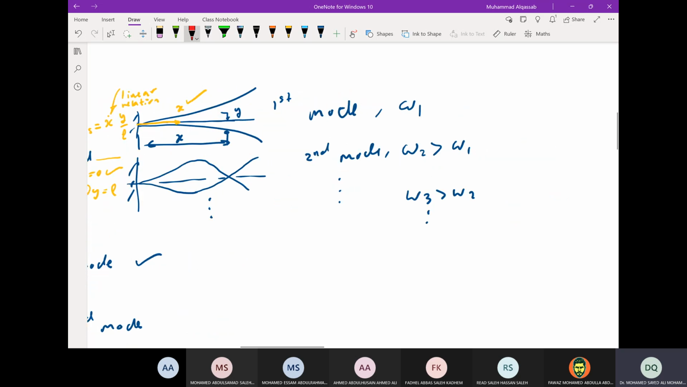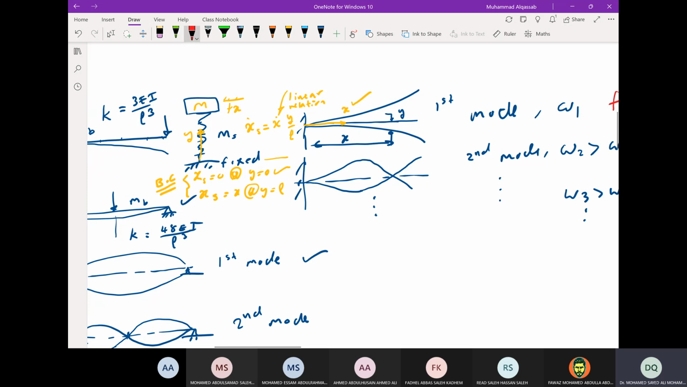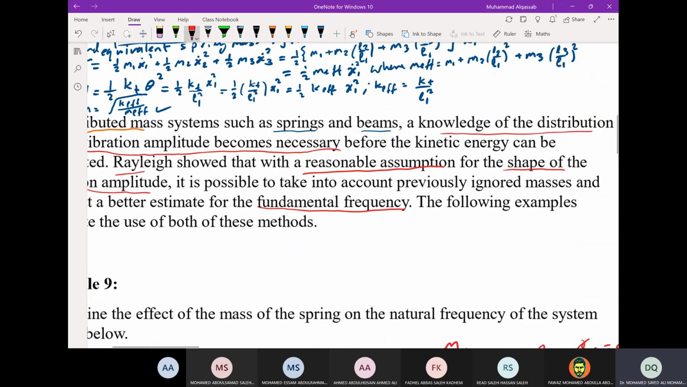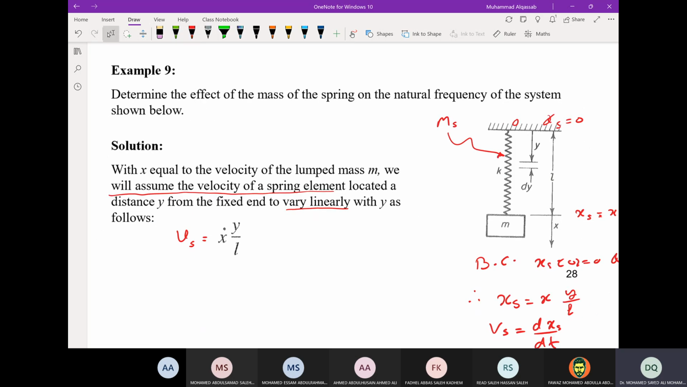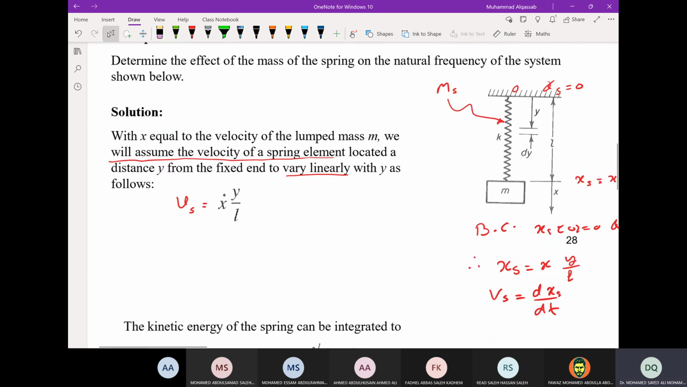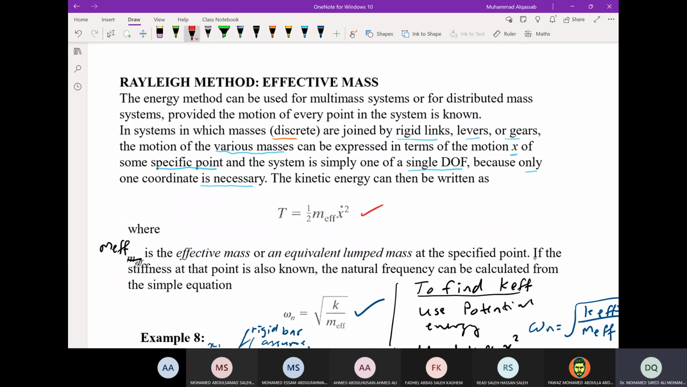The smallest is called the fundamental. Okay, that is the smallest. So with this, we are assuming a deflection to find the fundamental natural frequency. The next thing is to calculate the kinetic energy, as we did before. We talked about the Rayleigh method being to get the effective mass from kinetic energy.